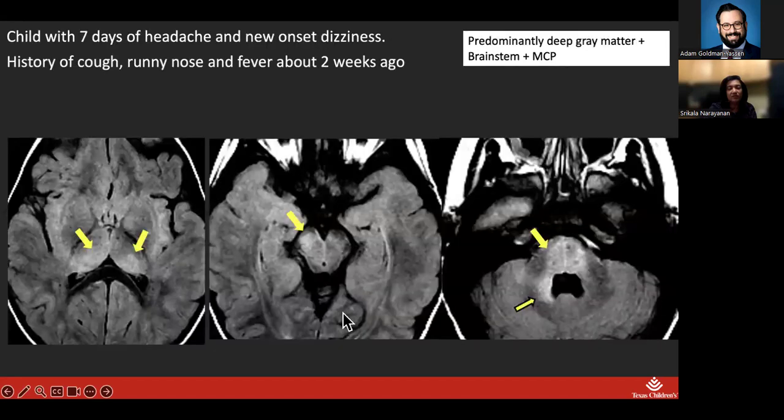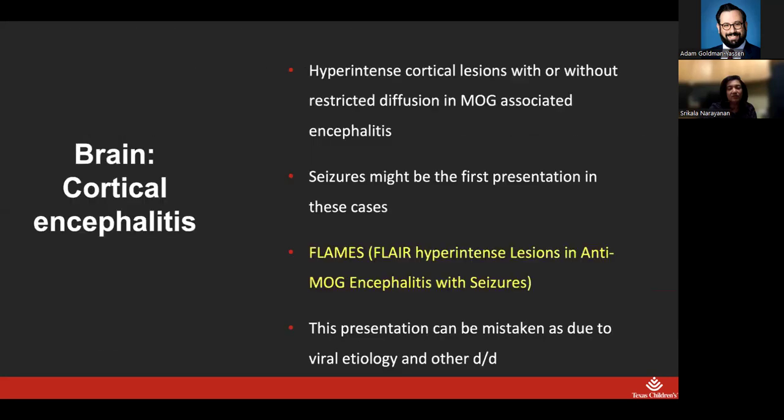Now here's another case of a child with a viral prodrome, who then comes in with headache. And here you see that there's predominantly gray matter involvement, bilateral thalami and brainstem involvement. You can see the cerebral peduncle, the pons, and the middle cerebellar peduncle. So there can be some variations in how they present and how they look on imaging.